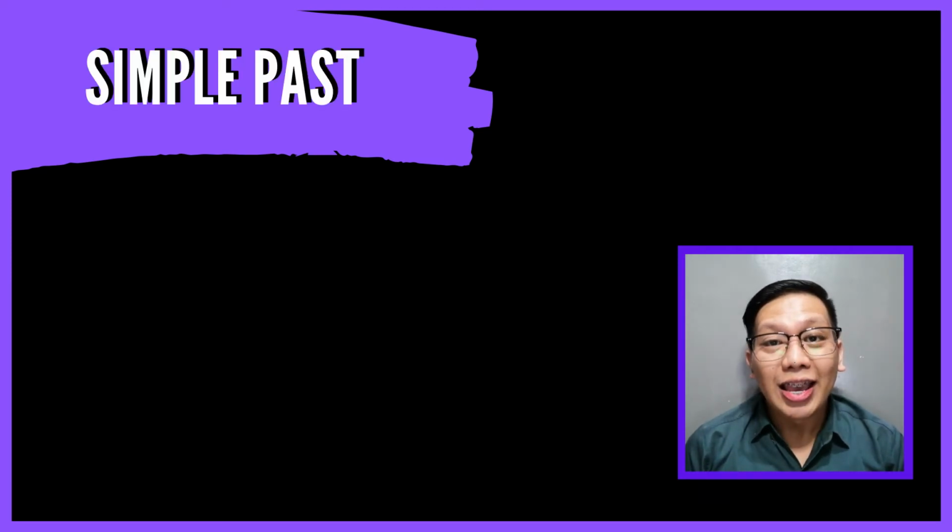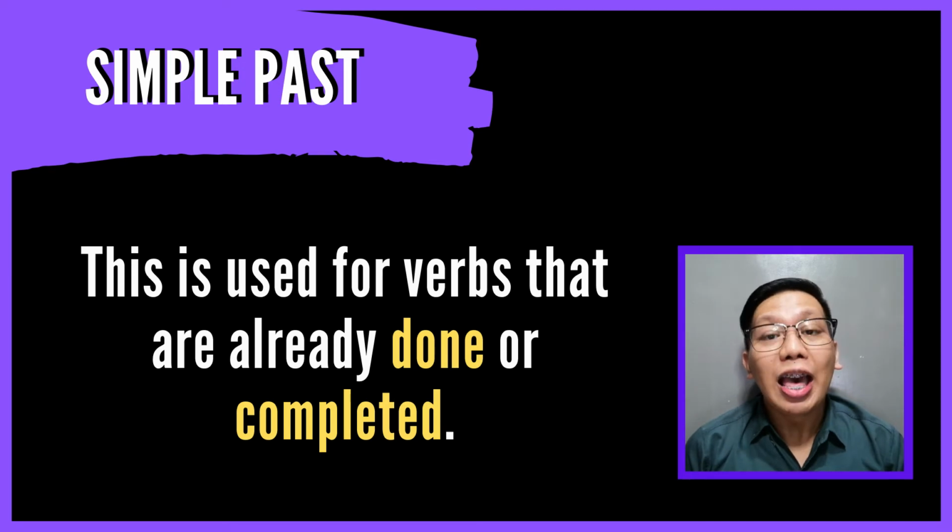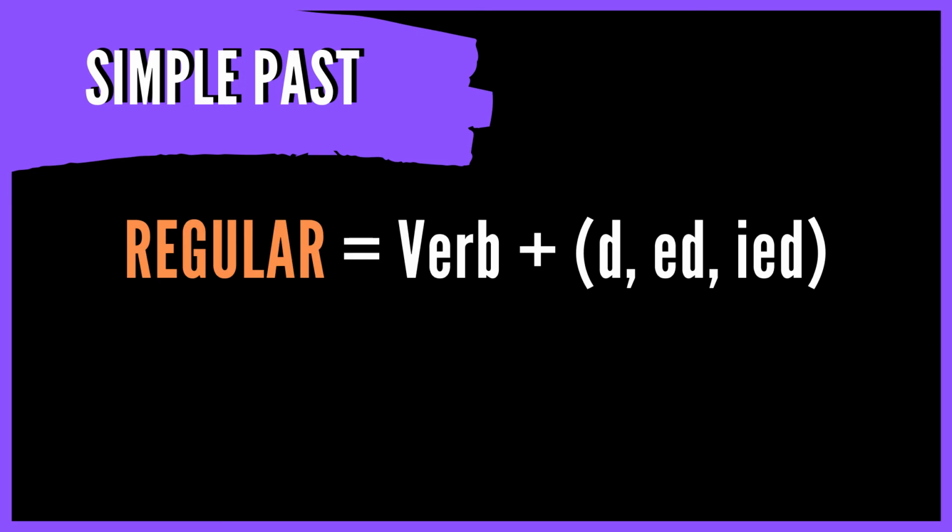Next is simple past tense. This is used for verbs that are already done or completed. To express a regular verb in simple past tense, you have to add d, ed, or ied to your verb.